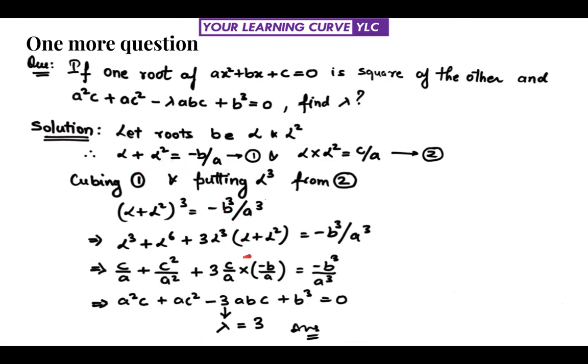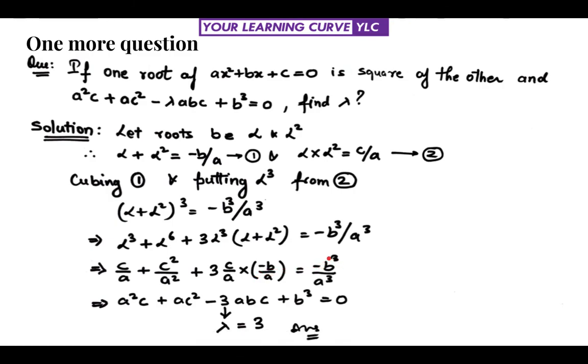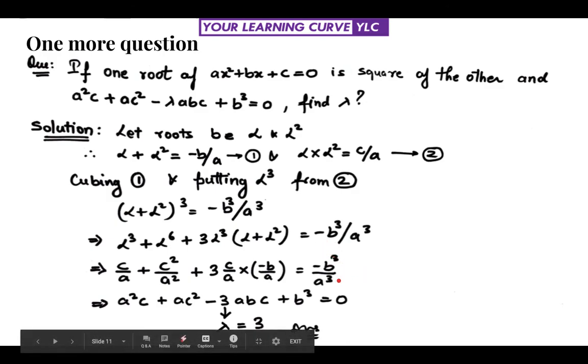Again use this relation and put it over here. You get 3c by a into minus b by a is equal to minus b cube by a cube. You got b cube. What do you do? You cross multiply with a cube. You get a square c plus ac square minus 3abc plus b cube is equal to 0.